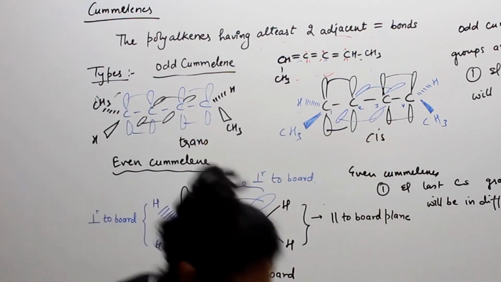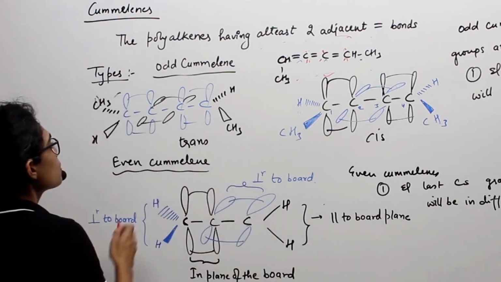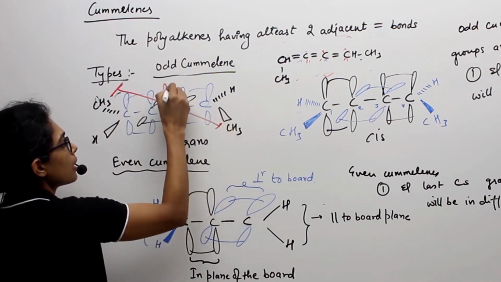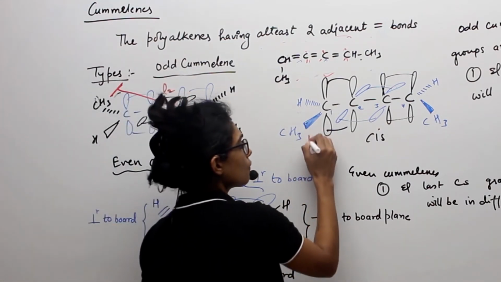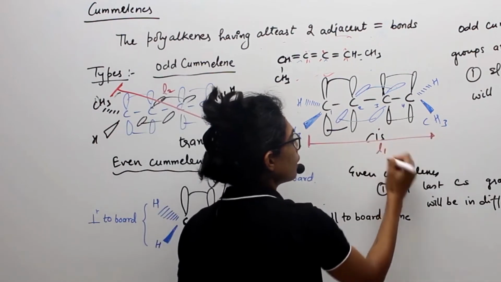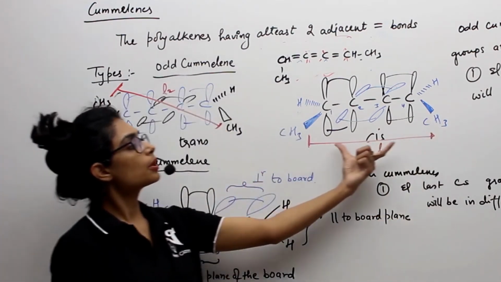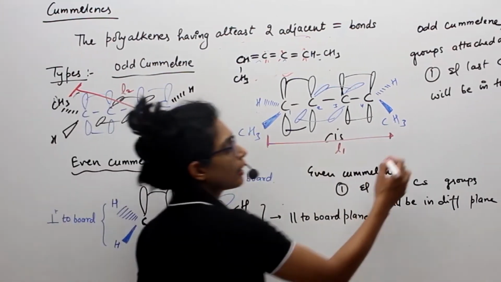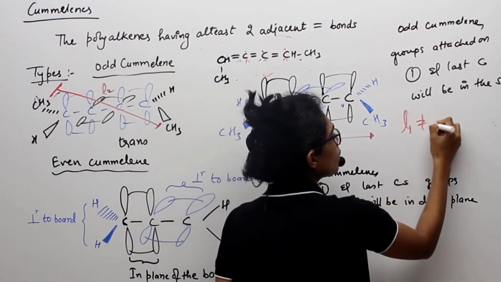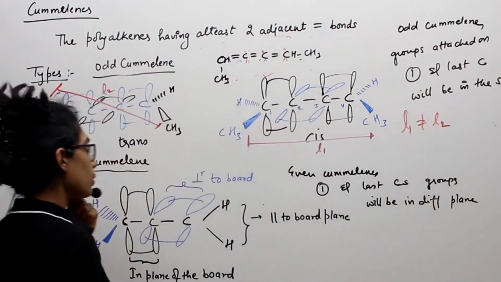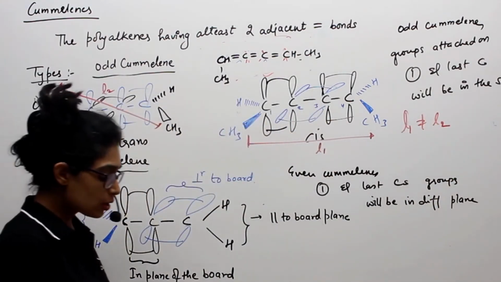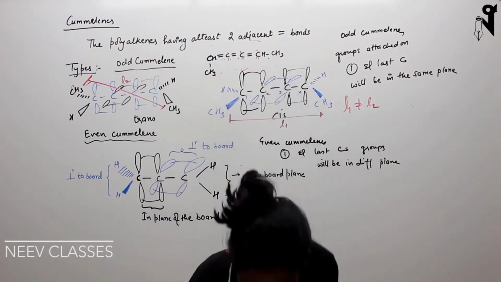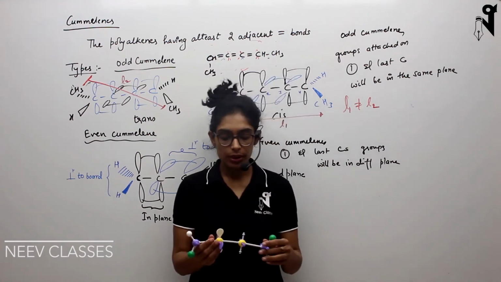And when I talk about the distance between the groups, distance from here to here is L2, whereas the distance from here to here is L1. Basically distance between the same groups we are going to check. This is L1 and this is L2, and L1 is not equal to L2 in case of odd cumulines. What does it show? It shows that odd cumulines tend to show the geometrical isomerism. And how it shows, I have already shown you this.